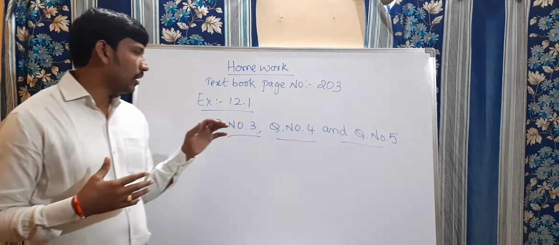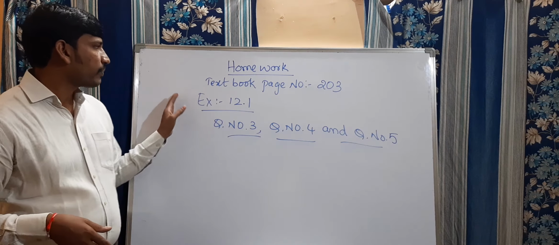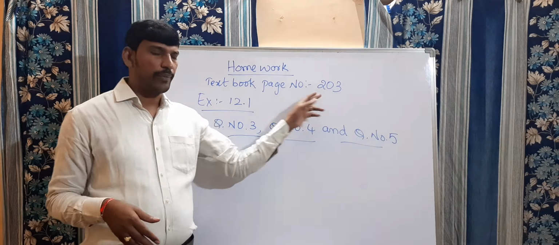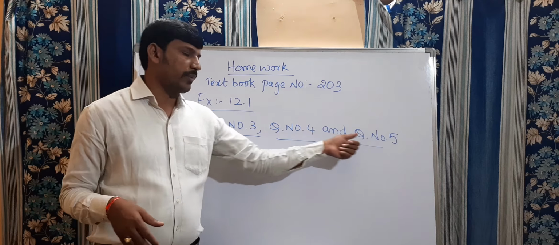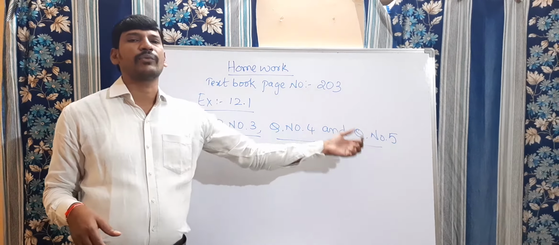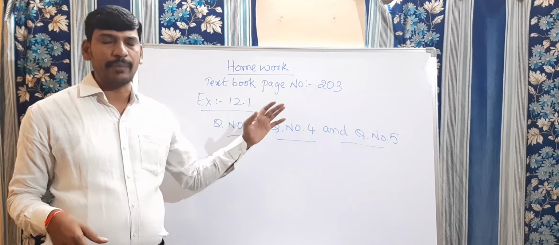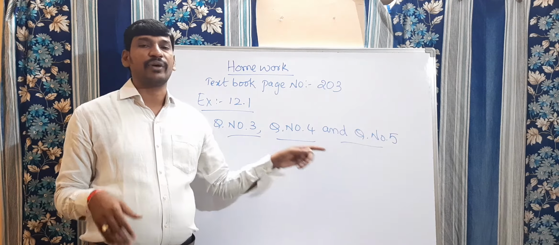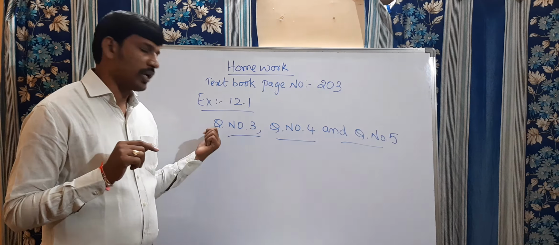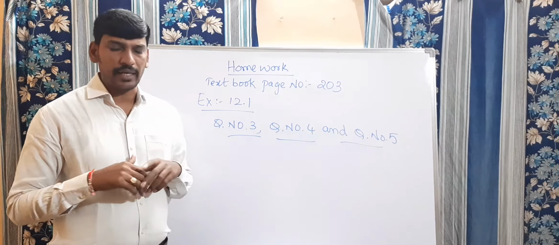Okay, now here is today's homework: textbook page number 203, exercise 12.1, question number 3, question number 4, question number 5. These three questions, based on the example we discussed, please complete. Please draw the diagram for each and every question, then you will be able to understand easily.